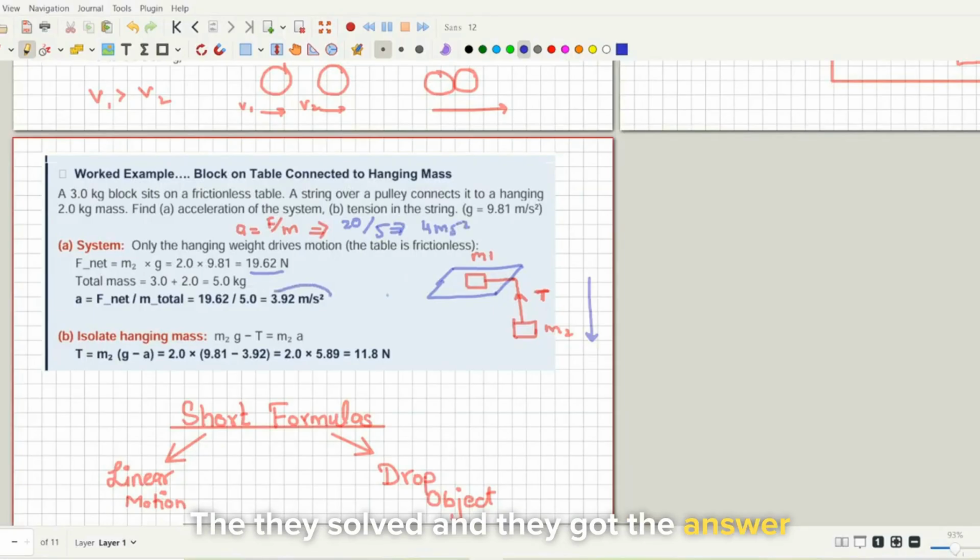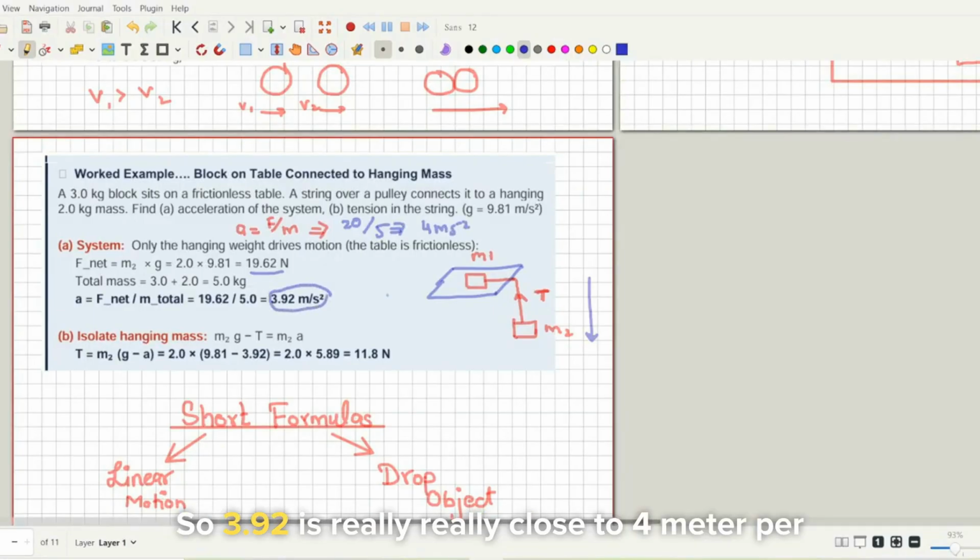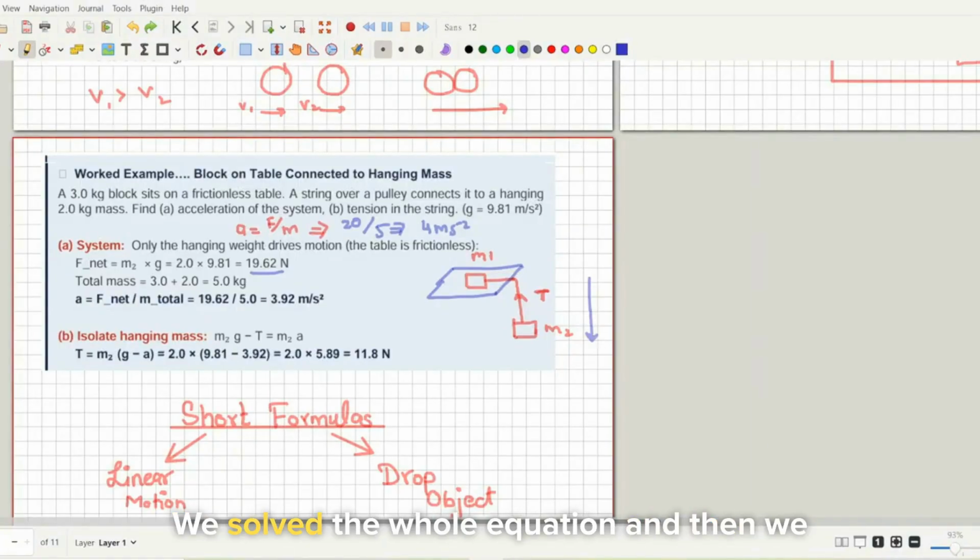They solved and they got the answer 3.92. So 3.92 is really close to 4 meters per second squared. We used the answer in approximation. We were not solving the points, we solved the whole equation, and then we know that the closest answer to 4 is 3.92. That's how you will be solving physics questions in your IMAT exam.